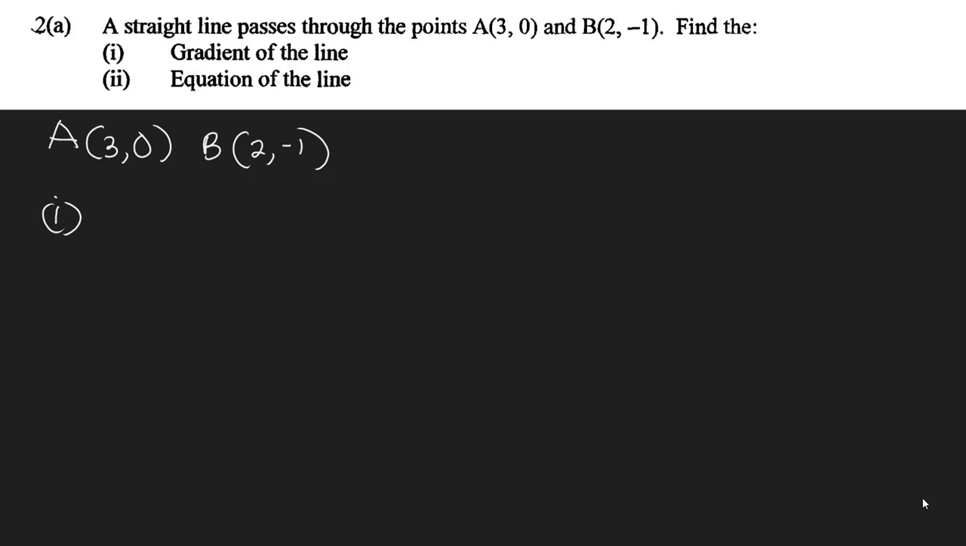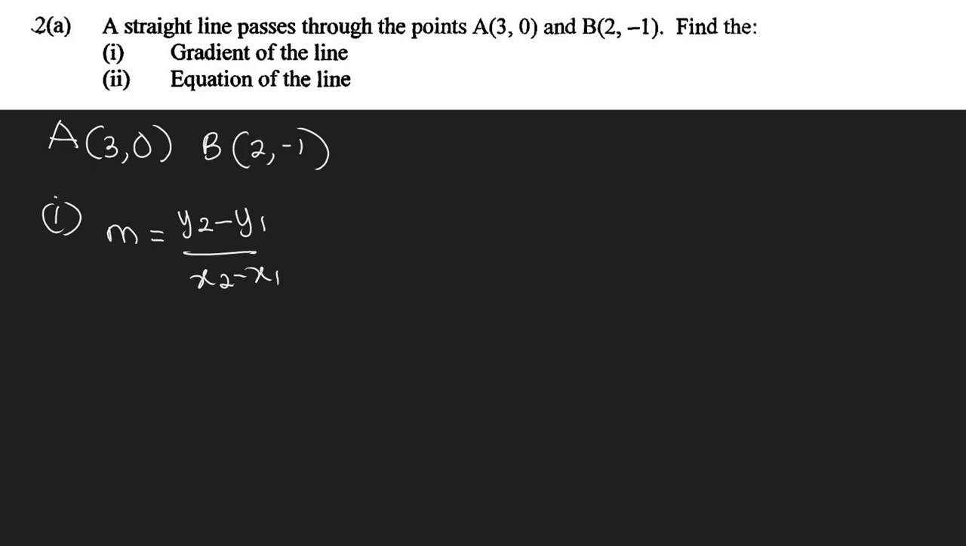What is the gradient? Of course, we know that the straight line equation is always in the form of y equals mx plus c, where this m is actually the gradient, and there's a formula for calculating that gradient. So what's the formula for calculating the gradient of a straight line? It's given by m equals y2 minus y1 over x2 minus x1.